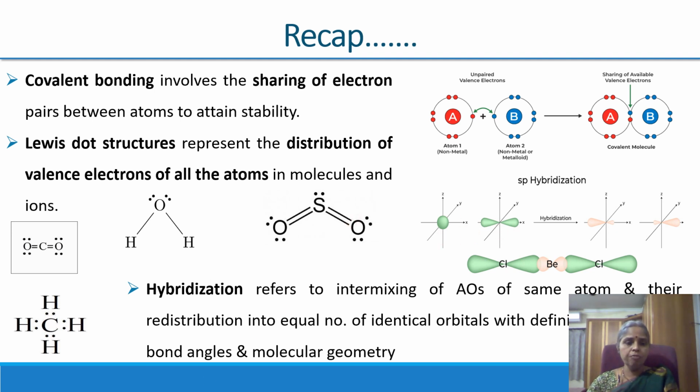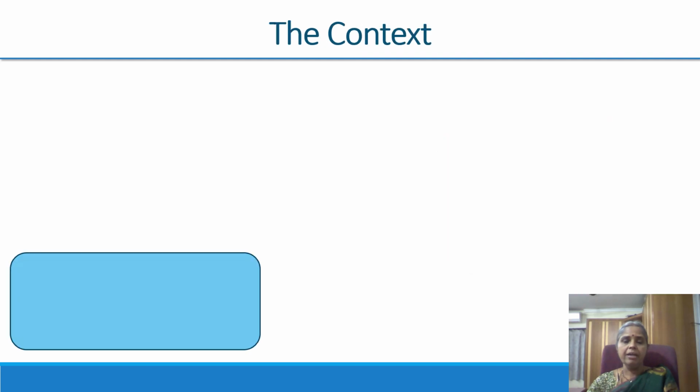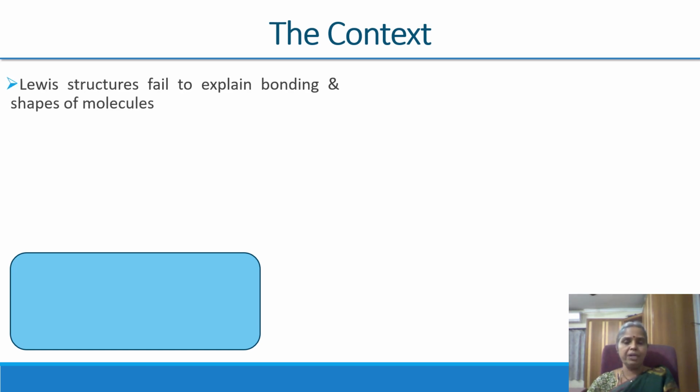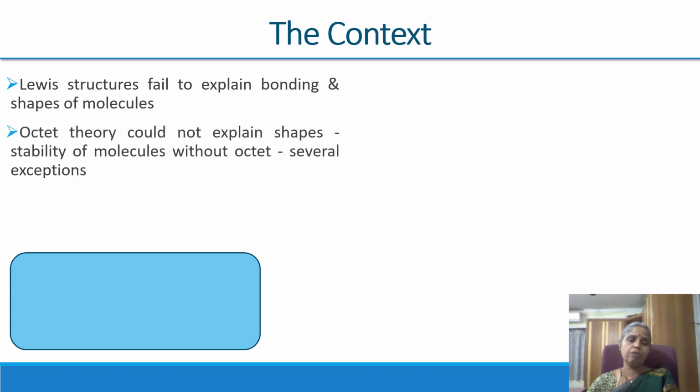Now we move further and see that in some ways these theories that we have learned so far are unable to explain certain properties or structural features that we find later in this chapter. Lewis structures fail to explain bonding and shapes of molecules. What is the main drawback of Lewis structures?